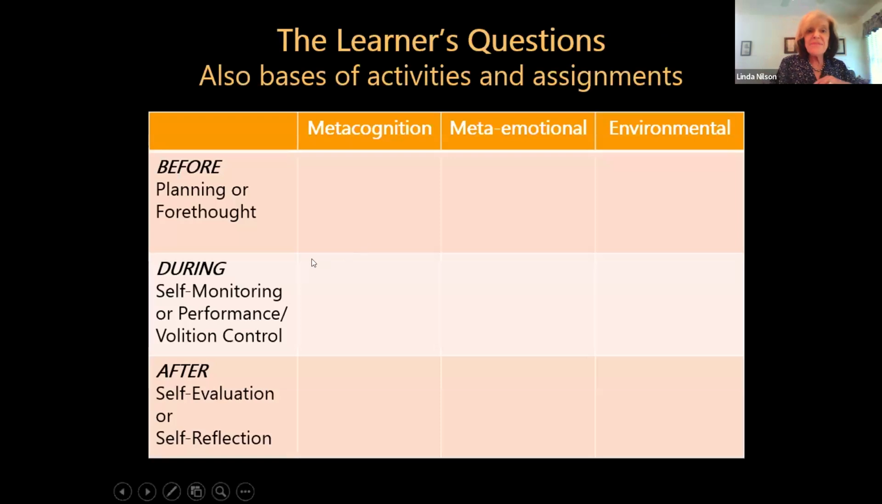So if you take the stages of it and you cross it with the dimensions of it, you get a grid that looks something like this. And these are called the learner's questions, the self-regulated learner's questions. And it can also be the basis of activities and assignments. Now, you're going to be receiving a handout at the end of this with all the questions and all the cells. But I'm just going to highlight a few to give you sort of a feeling about what I'm talking about. So let's look at metacognition.